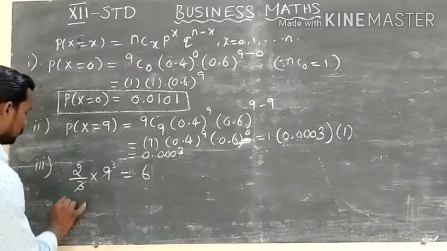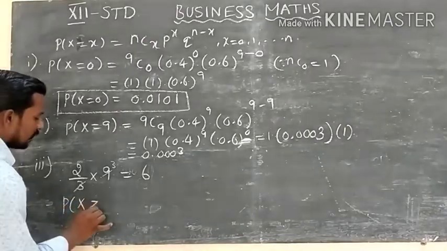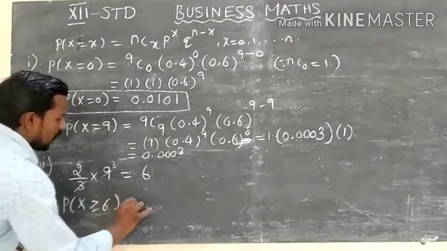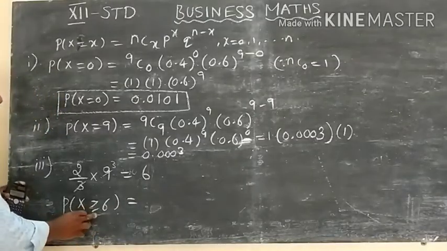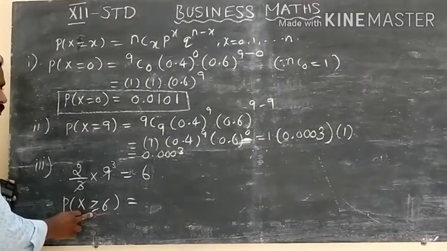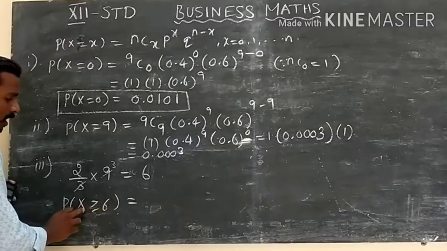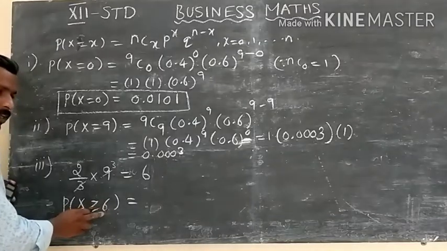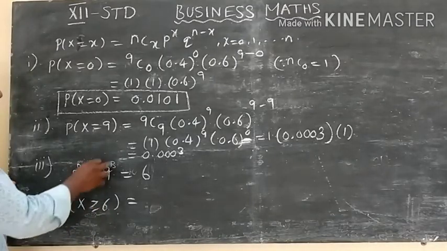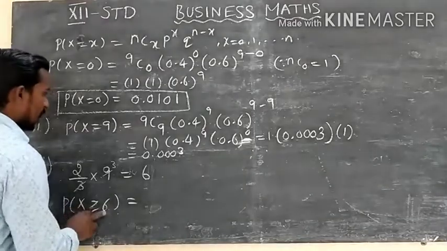The third question. P of x greater than or equal to 6. Why am I using here greater than or equal to? The question is at least 2/3. At least 2/3 value is 6. So at least 6 value. So 6 more than 6 up to 9 because 9 university have. So this can be written.